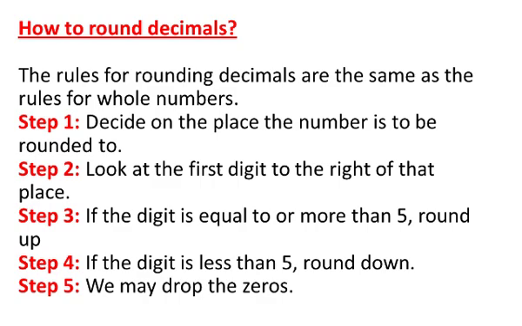Step 1 is decide on the place the number is to be rounded to. The next step is look at the first digit to the right of that place. The third step is if the digit is equal to or more than 5, round up. Step 4, if the digit is less than 5, round down. Step 5, we may drop the zeros.